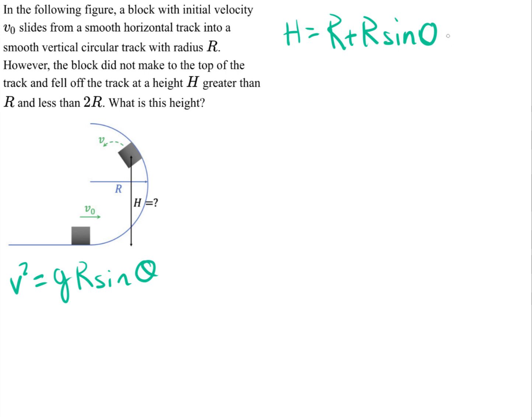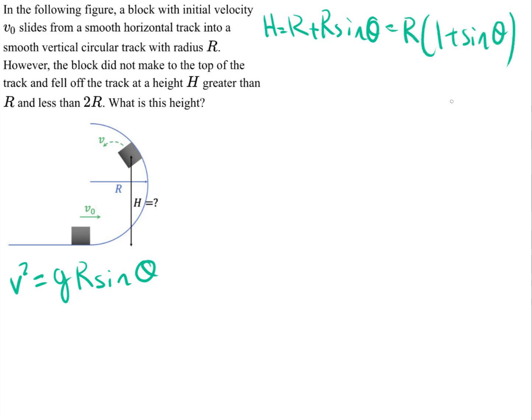And this becomes the radius times 1 plus the sine of the angle theta when the block falls off. I'm going to try to write this further in. So the height is equal to the radius plus r sine theta, which is equal to r times 1 plus sine theta, where theta is the angle before it falls off. And again, this was from the diagram I drew earlier.